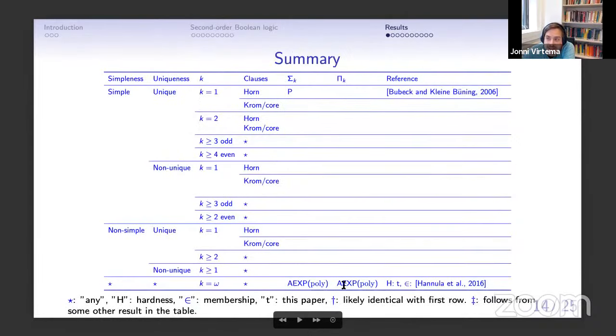Okay, so then we get this kind of table. We can consider Horn, Krom, and core clauses. We can consider the second order quantifier prefixes sigma k and pi k for any k. And then we can consider whether there's uniqueness or simpleness.